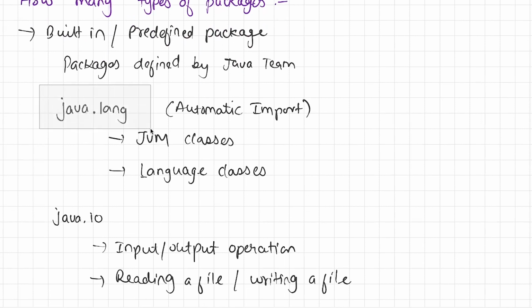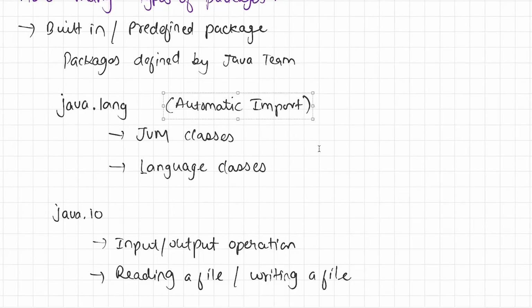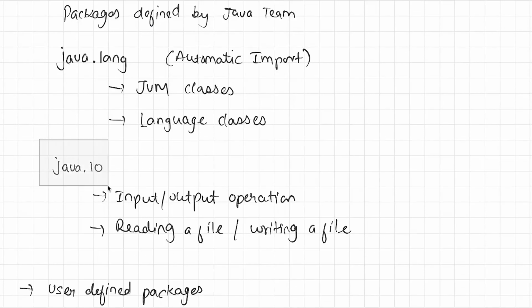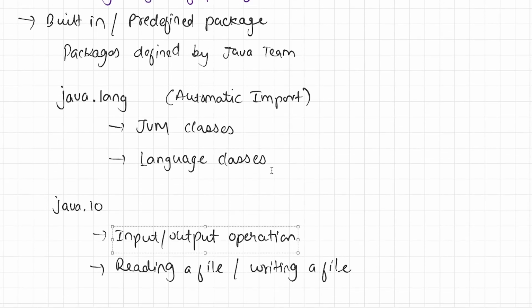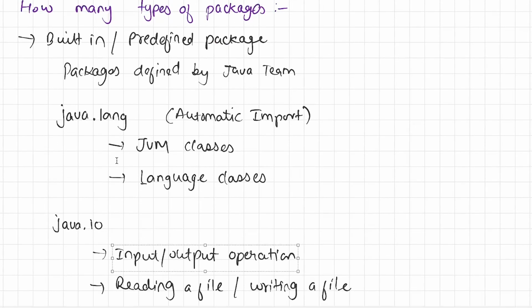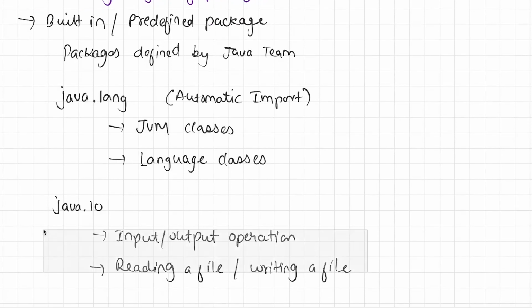What is the purpose of the java.lang package? It has all the classes that are specific to the JVM or the language. By default, this package is automatically imported by the compiler. Similar to java.lang, we have the java.io package. This package has all the classes that are specific to input-output operations like reading a file and writing a file. All of these are called built-in and predefined packages, because if we want to use input-output operations or any functionality related to the language or JVM, we can directly use these classes. We do not have to write these classes by ourselves.